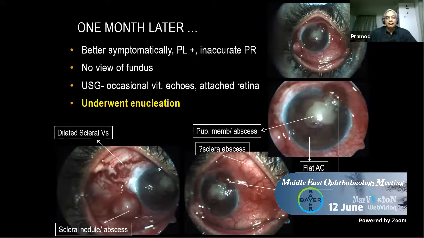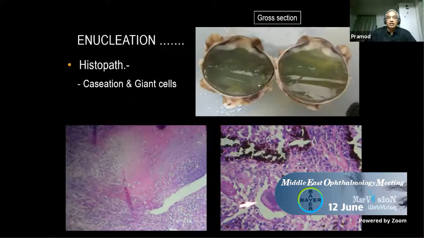The patient goes back and comes back after 1 month, and this picture is again disturbing, very devastating. Now you see dilated tortuous vessels. There is a scleral abscess or nodule here, the corneal section, limbal section and cataract section have given up. You see a thick pupillary abscess and membrane, and no fundus view, but ultrasound still shows attached retina, clear vitreous, hardly any vitreous echo. We did not have any choice, this is not a salvageable eye, so we decided to go with enucleation. In the gross specimen, the vitreous cavity is full of caseating material, as you see here, and giant cells, typical again of Mycobacterial endophthalmitis.